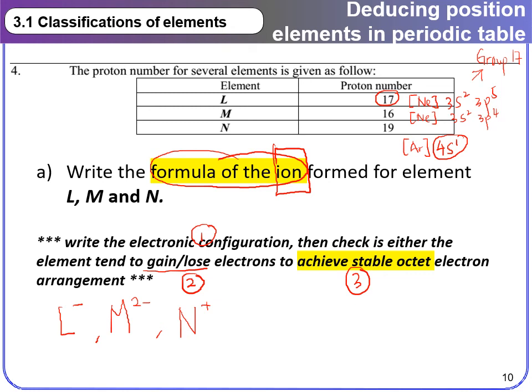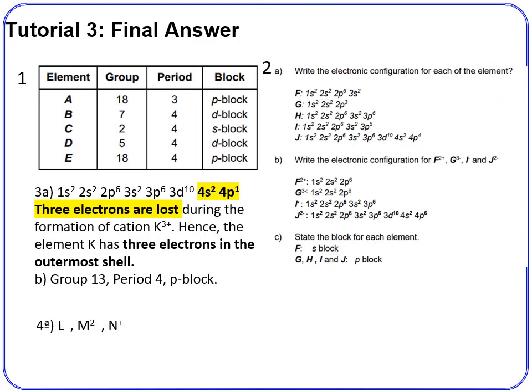These are the answers for tutorial question 1 until question 4a, where we focus on the position of elements in the periodic table, and based on the position in the periodic table, we are able to write the electronic configuration. Before we end this video, I will show the final answers for question 1, question 2, question 3a, 3b, and also question 4a. In the next video, we are going to focus on the atomic radius. Thank you for watching. See you later.